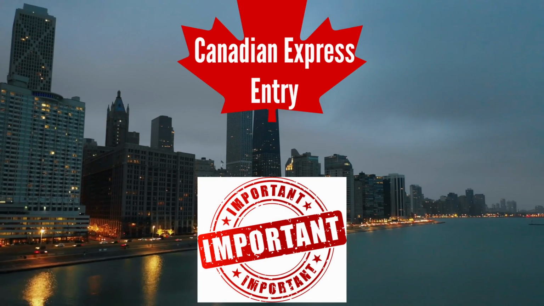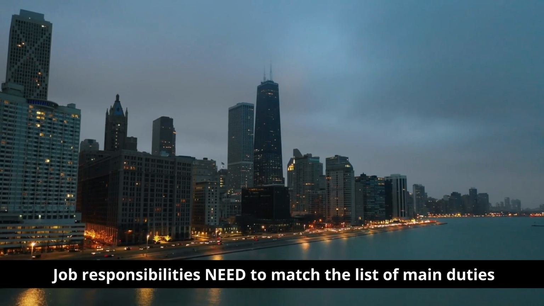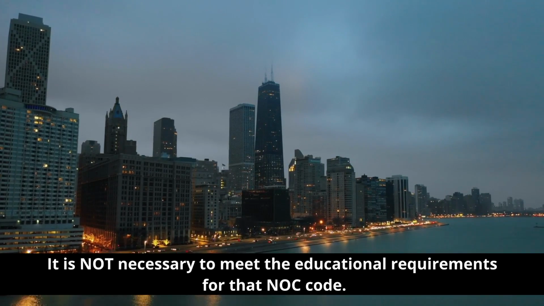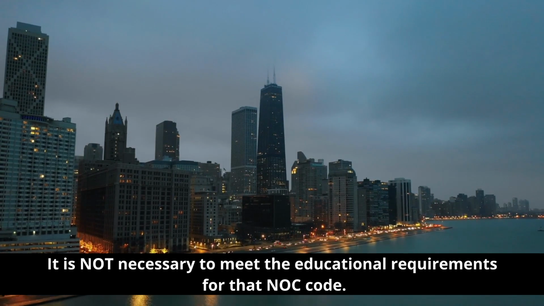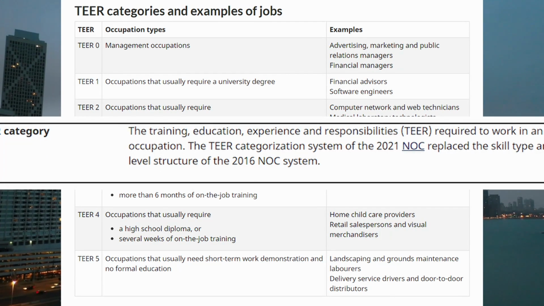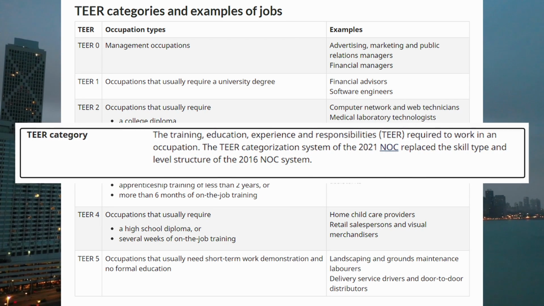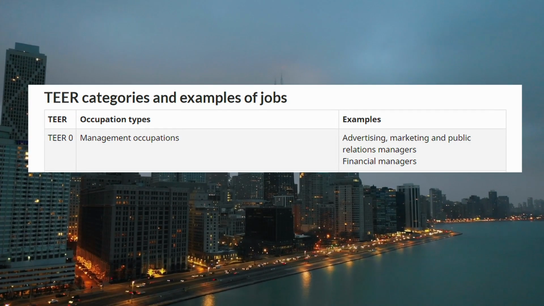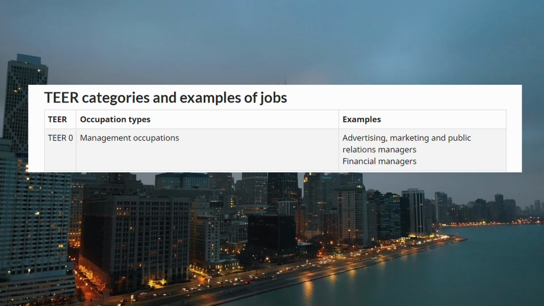It is also very important to understand that as long as your job responsibilities match and you have a job experience letter to prove that, it is not necessary to meet the educational requirements for that NOC code. Mentioned below are the types of occupations and some examples of job titles that will fall under the new tier category classification. Tier 0 is for management occupations, for example, financial managers, advertising or marketing managers, etc.